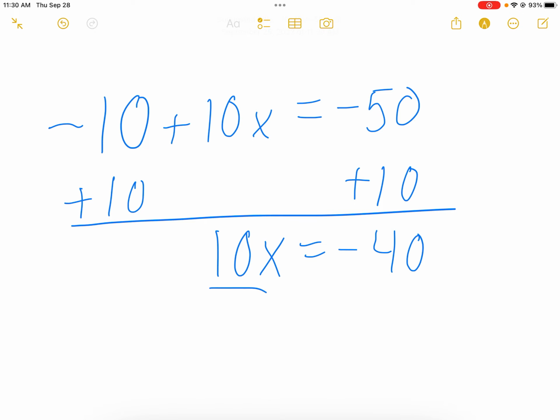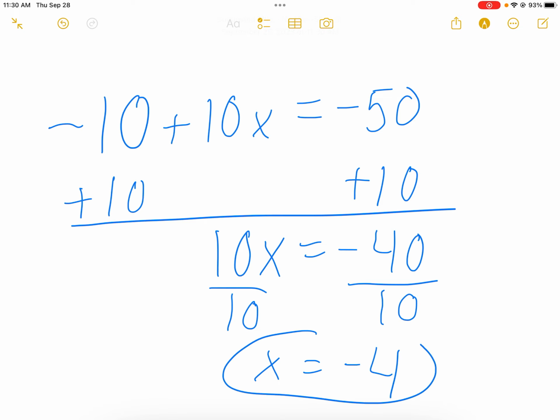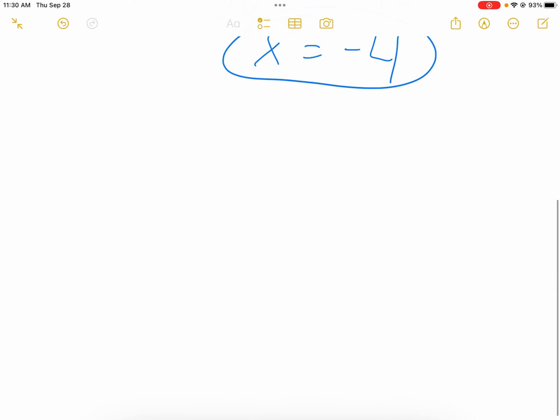Then I do the same step as usual, divide both sides by 10, and I'm left with x equals negative 40 divided by 10 is a negative. Remember, negative divided by positive is negative, and so the answer is x is negative 4. Let's try another one like that. Let's try, let's say we got one positive, one negative.